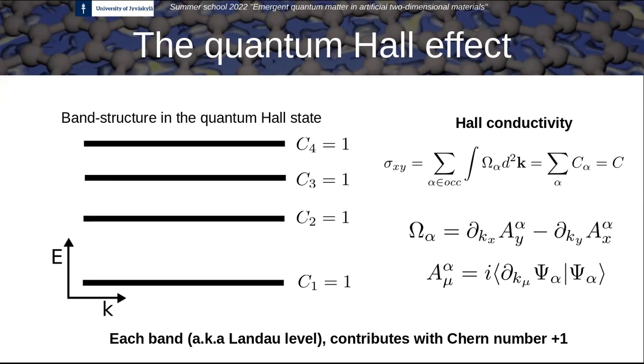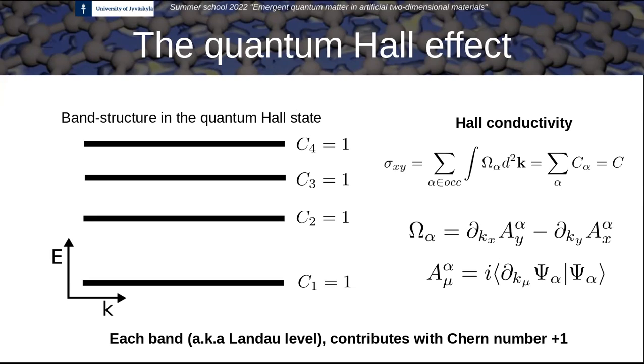And of course, what is especially interesting of this, let's say, mathematical construction and interpretation is that the number of monopoles in reciprocal space is exactly a physical observable. It is exactly the Hall conductivity, something that you measure directly by comparing a voltage to a current.